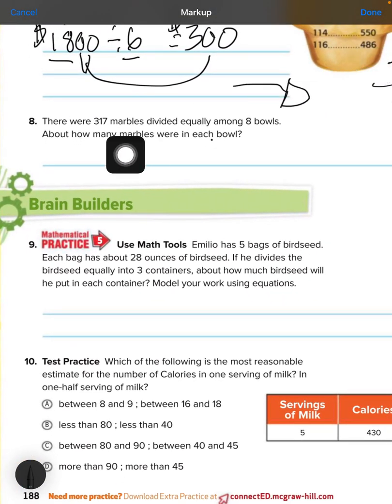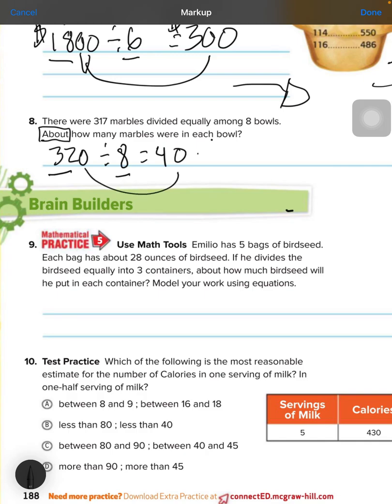Number 8. 317 marbles are divided equally among 8 bowls. Well, 317 doesn't really divide equally. We're doing about, so we can round up. Let's do 320 divided by 8. So, 32 divided by 8 equals 4. Bring the 0 over. We have 40 marbles.